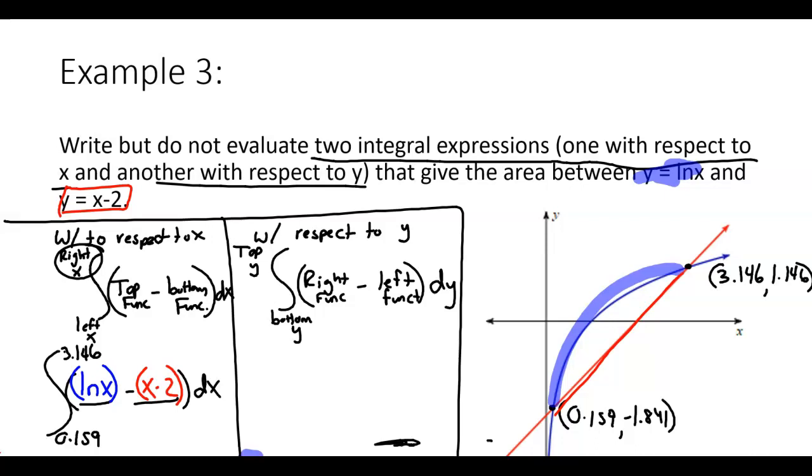Now we're going to do it with respect to y. Let's see if you guys can figure this one out. Elena, what will I put down here if I'm integrating with respect to y? Yes. So for this one, you do the bottom y value, which is negative 1.841. Asnith, what will the upper limit be? Yep, 1.146. Now the next part is a little bit tricky.